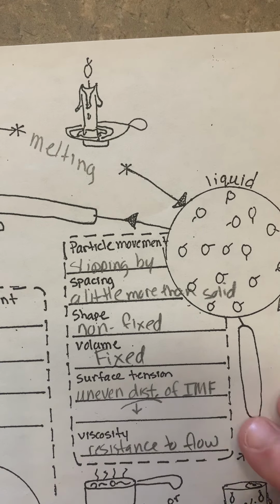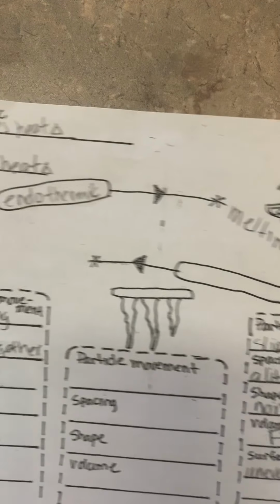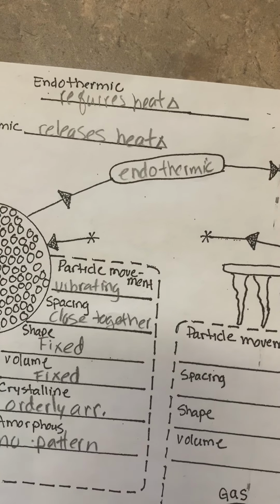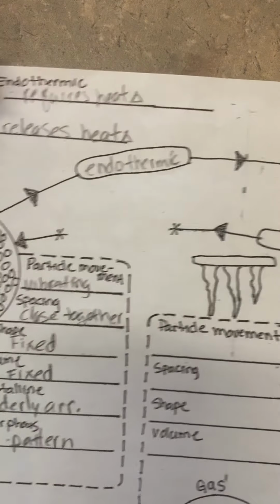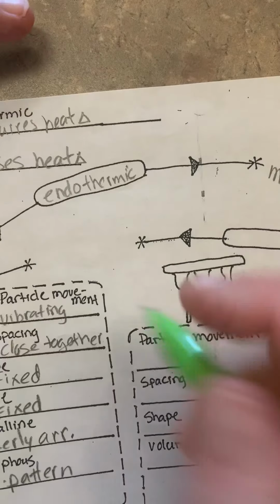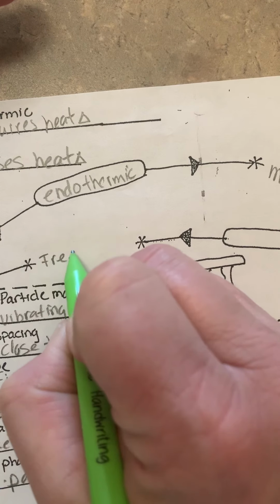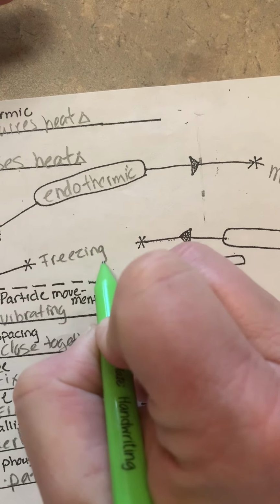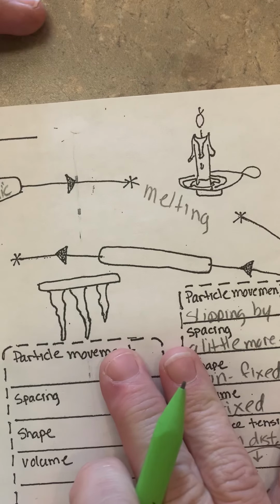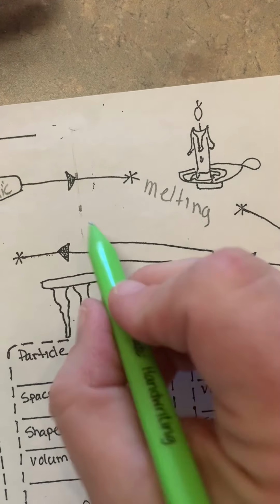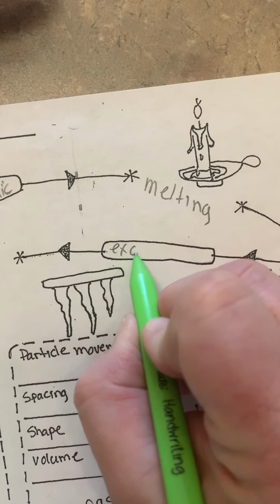Now, let's go from the liquid back to the solid. When I'm going from a liquid to a solid, we call that freezing. Do I need to add heat to get something to freeze, or do I take heat away? I take it out. So it's exothermic.